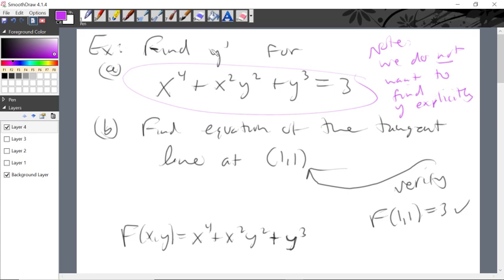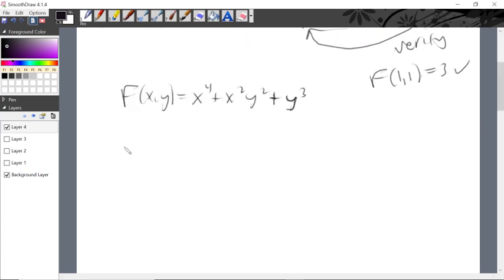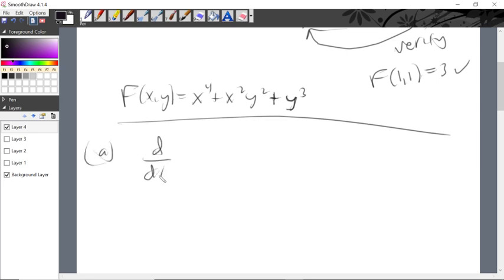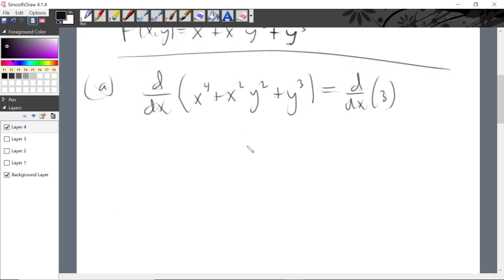We do not want to find y explicitly as a function of x. We want to find y prime by using implicit differentiation here, though. So we do that by taking the equation that we're differentiating and applying the differential operator, with respect to x, to both sides of the equation. Okay, so for part A, the derivative with respect to x of x to the fourth plus x squared y squared plus y cubed is equal to the derivative with respect to x of 3. So I've applied the differential operator to both sides of the given equation. Now the right-hand side is real easy. The derivative of 3 with respect to x is just 0, because 3 is a constant.